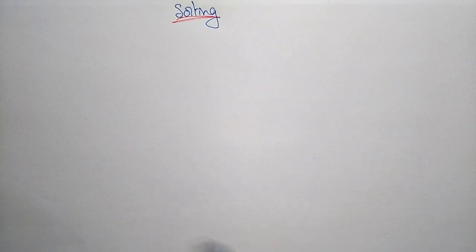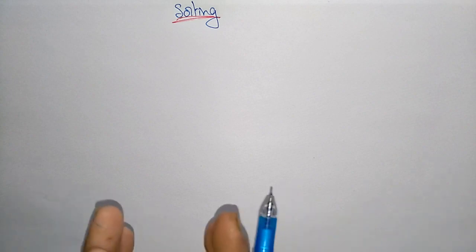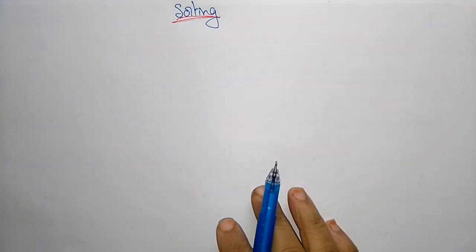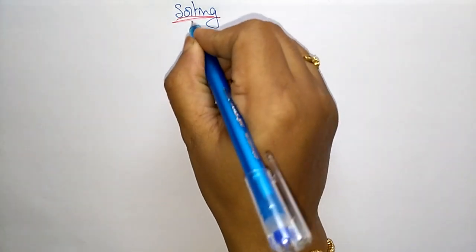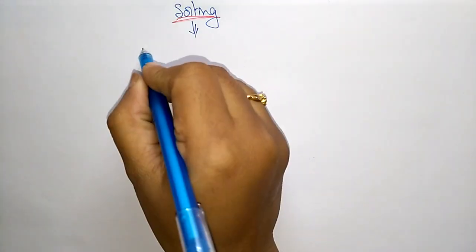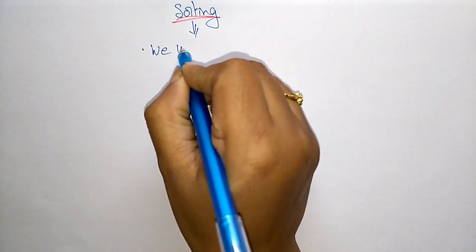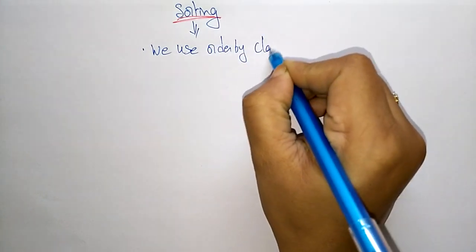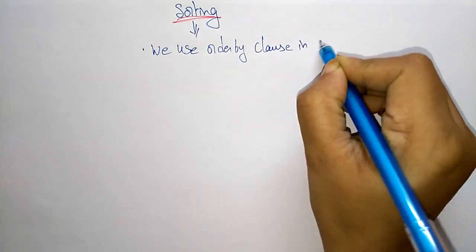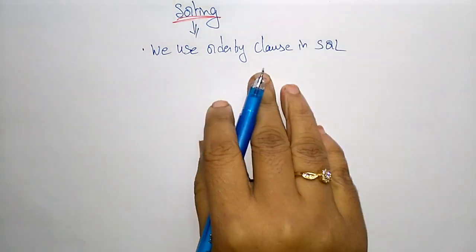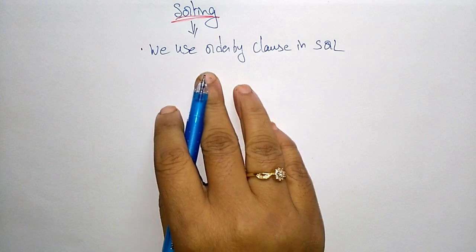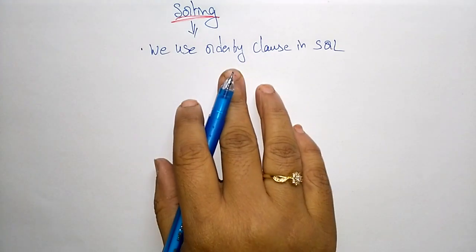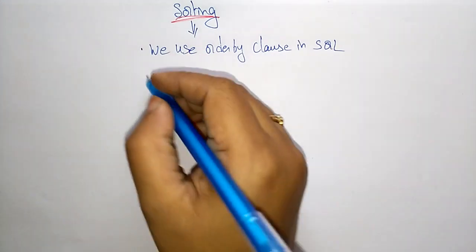Sorting is nothing but arranging the values either in ascending order or descending order. To make the database in a particular order, we will use sorting. Sorting is required when we use the ORDER BY clause in SQL. In structured query language, whenever you are writing queries, if you are using ORDER BY, then sorting will be required.